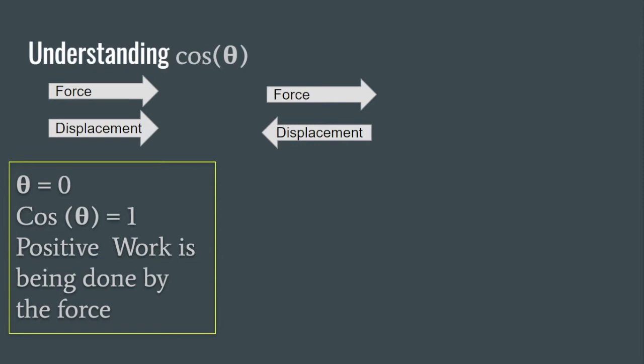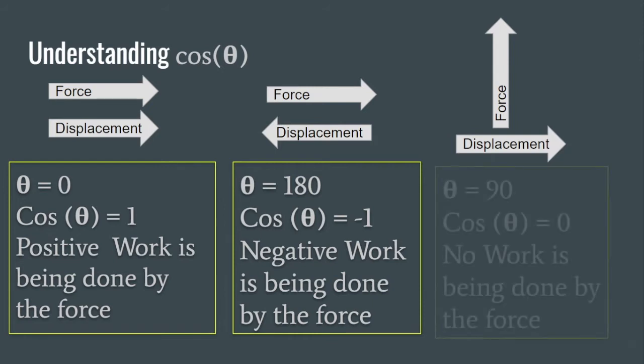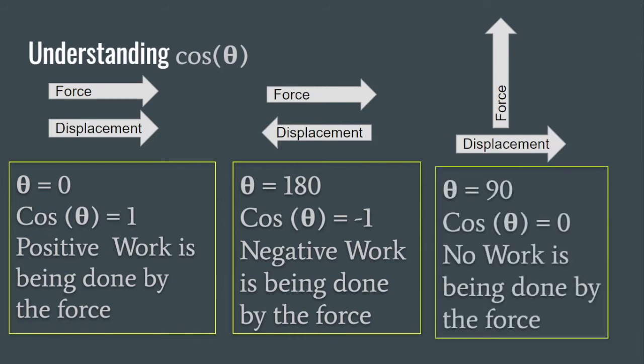Now, if we had force pointing one way and displacement pointing the other way, we're going to notice that the angle between these is 180, meaning cosine of 180. That's going to equal -1, which is going to tell us that we have negative work being done by the force. And then lastly, we have displacement pointing to the right and force pointing up. The angle between these is 90 degrees, and cosine of 90 is equal to 0. Therefore, that means that no work is being done by this force.